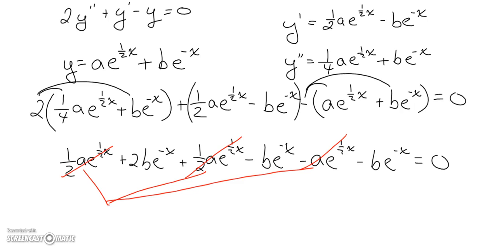Now, if you take the other 2 terms, 2b e to the negative x, right? This is negative 1b e to the negative x, so you can cancel those to 0. So did we prove it's a solution? Oh, that's what I was doing. So I still cancel that.